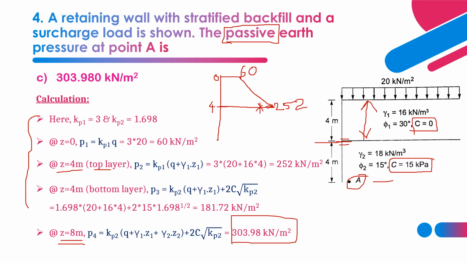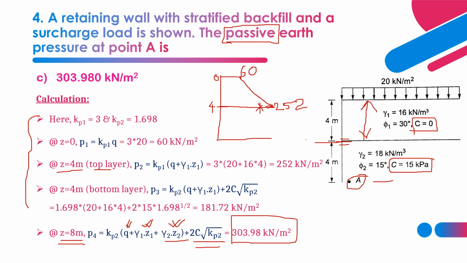Kp2 into Q plus gamma 1 Z1 plus gamma 2 Z2. Whatever the surcharge or the load or the soil above that layer, we have to consider. One is uniform surcharge, one is first layer backfill, next layer backfill, and plus 2c root Kp2 because of the passive condition. So upon substituting all the things, we can get 303.98 as the answer.